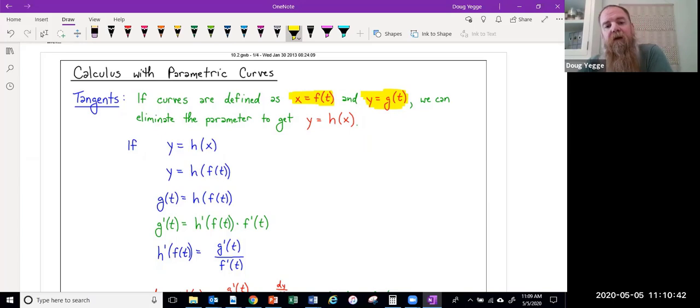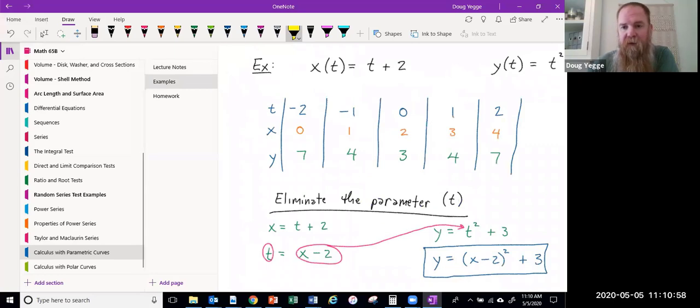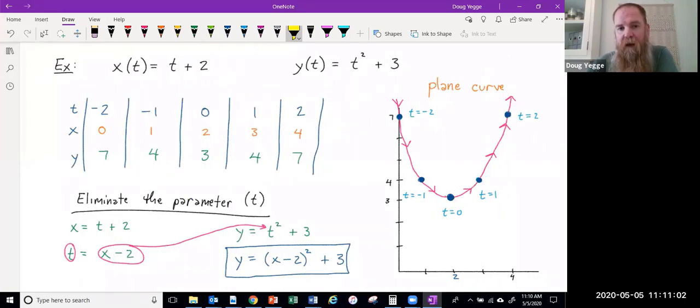So what we want to do here is use this fact that we could eliminate the parameter to now find a way to find the derivative without having to actually eliminate the parameter. In other words, instead of knowing that the function is (x minus 2) squared plus 3, how could we find the derivative or the slope by only using the x and the y parametric curves?